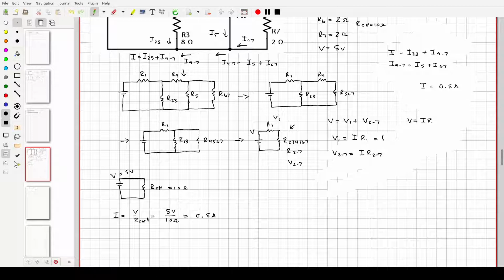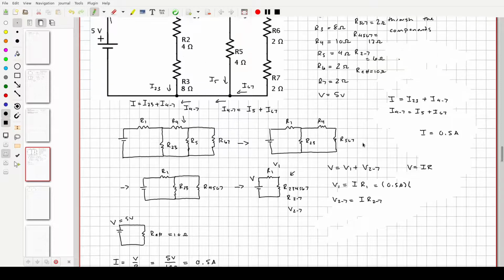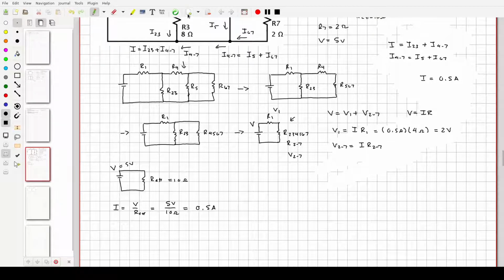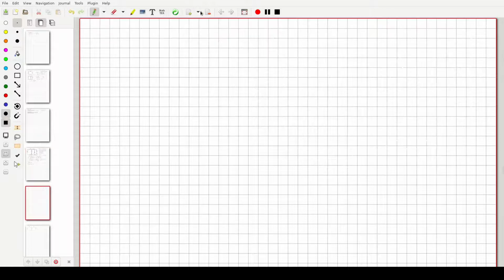So we found our source current. Our source current was half an ampere. And R1 we were given as 4 ohms. So half of 4 is 2 volts. Okay. So what I'm going to do over here is create a chart. And I'll say component, voltage, and current. It'd be helpful to spell current right.